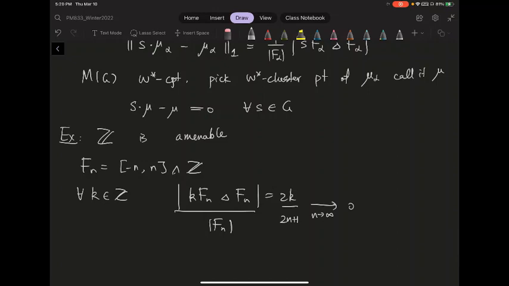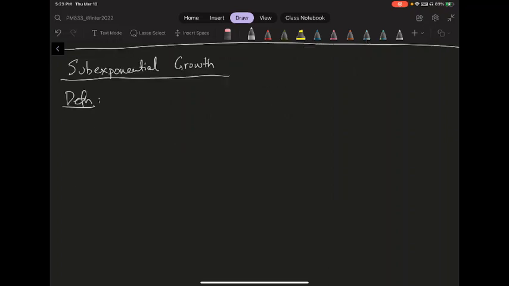So that's an easy application of the Følner's condition. In fact, we're going to show that all abelian groups are amenable. Following from the Følner's condition, there's really a nice class of groups that's going to be amenable. It's called sub-exponential growth. So let me give you the definition first. First of all, let's clean up some notation.